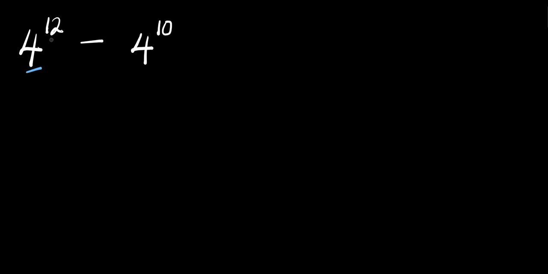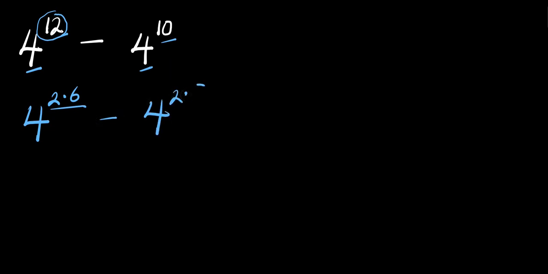This is 4 power 12 minus 4 power 10. So this is 12. I can express this 12 as product of 2 and 6, or 2 times 6, I have 4 power 2 times 6. 2 times 6 is 12. Minus 4 power 10 is simply 2 times 5. 2 times 5 is 10.